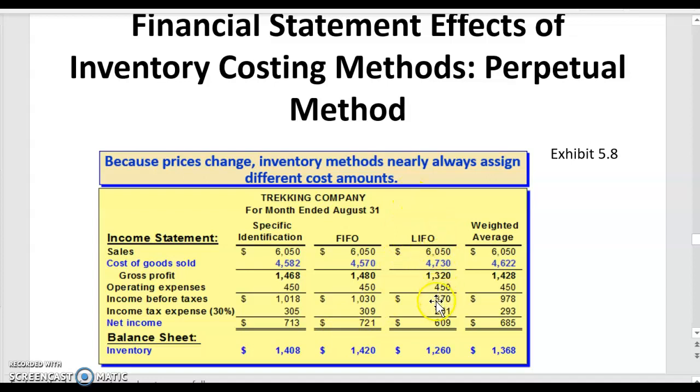LIFO, last in, first out, with rising prices, reports a lower net income and a lower amount on the balance sheet. This is preferable for tax reporting, but not for financial statement reporting. The weighted average method, on the other hand, smooths out those costs and falls between the two, between the LIFO and the FIFO.